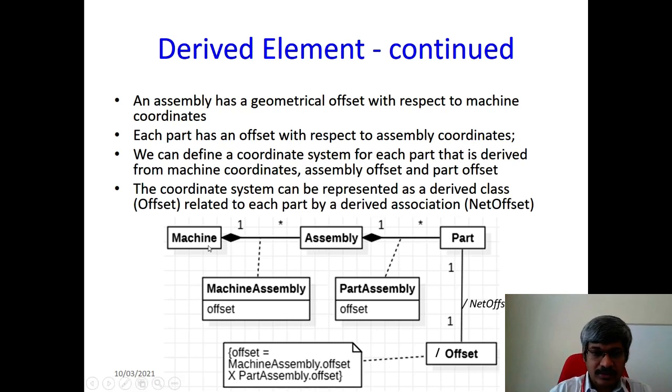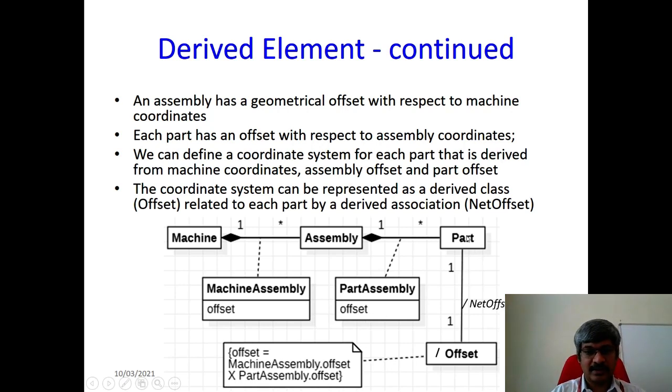So this part is clear. A machine will be composed of assemblies, and assemblies will be composed of parts. So you have this one-to-many relationship here in the composition, and you have these associated classes, machine assembly and part assembly, which are defining the respective offsets.